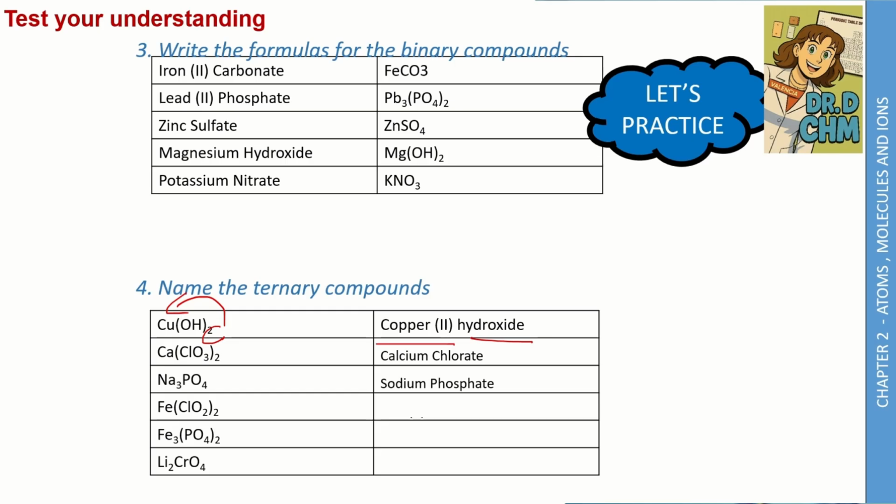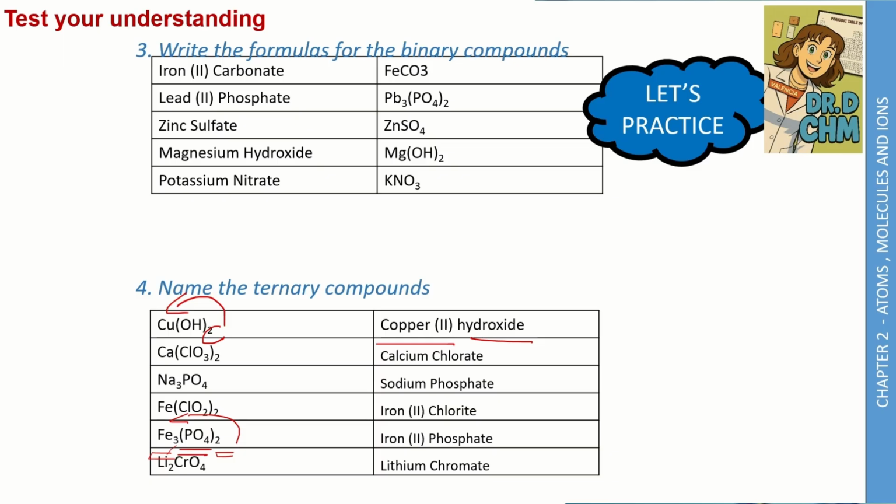I have iron. Look here, what is the charge of the iron? 2, because it's 2 over here, right? So iron 2 chloride. And then we have iron 2 again. Don't get confused with the 3 over here. This is the charge of the phosphate over here, and this is the charge of the iron. So it'll be iron 2 phosphate. And then we have a lithium chromate.